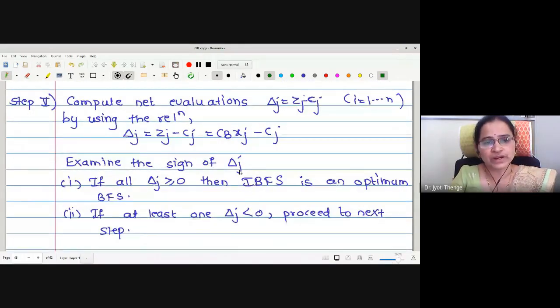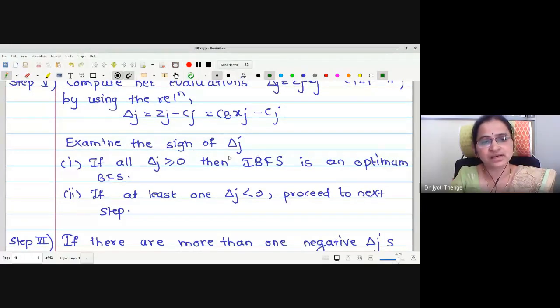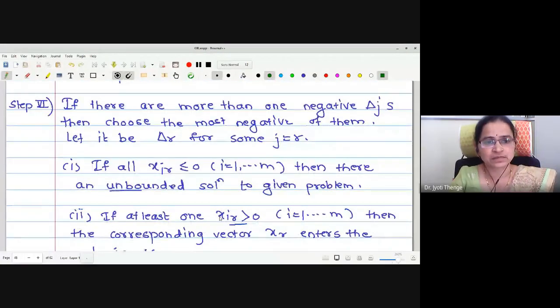Then, in order to find the incoming variable criteria, one has to calculate the net evaluation corresponding to every column with the formula delta j is equal to zj minus cj, that is cB xj minus cj. We have to examine the sign of this delta j. If all delta j's are non-negative, the initial basic feasible solution must be an optimum one. If at least one delta j is less than 0, we go to the next step. If we obtain more than one negative delta j, we have to choose the most negative of them, and this gives us the incoming variable or incoming vector.